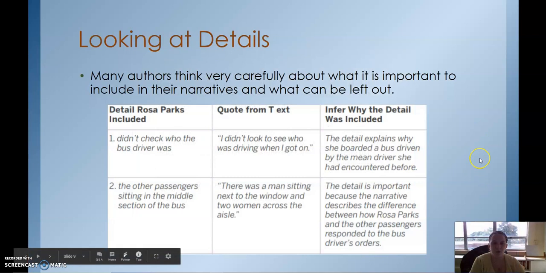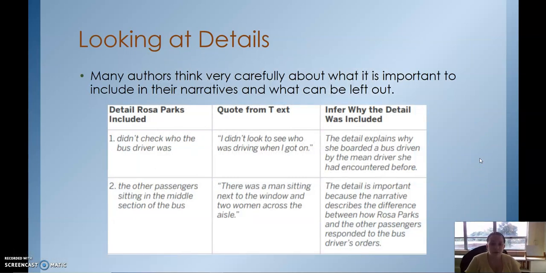Okay, so now what we're going to do is we're going to look at details. Many authors think very carefully about what is important to include in their narratives and what can be left out. You know, Rosa Parks could have talked about how she woke up in the morning and got dressed and about her day at work and been very, very specific, but it wouldn't have the same meaning.